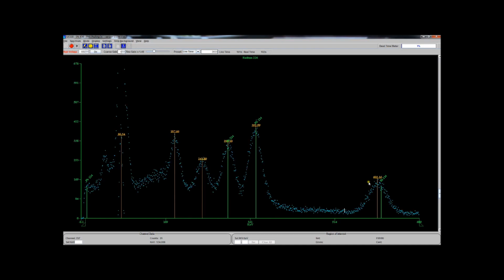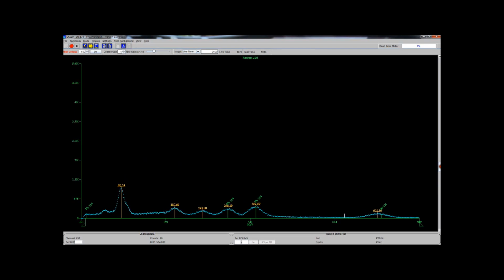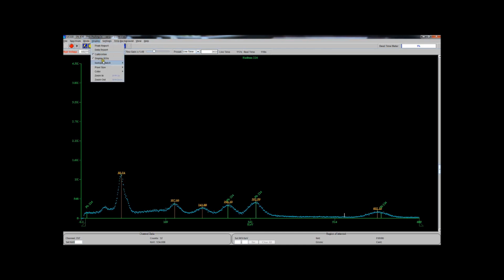From another view, everything is a little bit more easily seen. Again, bismuth-214, lead-214, lead-214. I believe we can safely say that radium-226 should be in here. Let's check. There it is, right on the dot, radium-226.